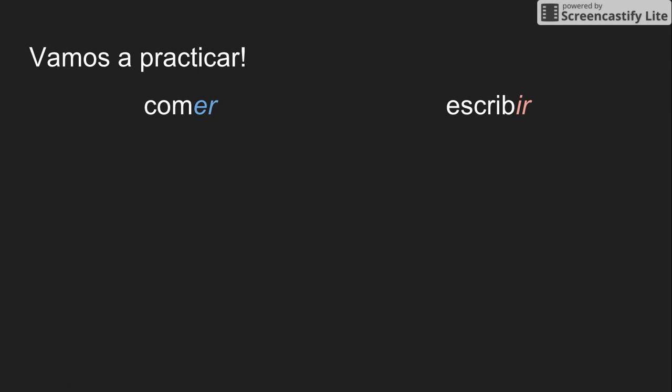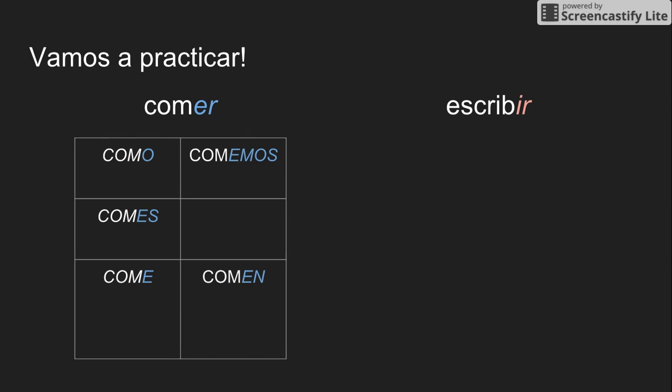So let's practice before we finish up. Let's take comer, that we talked about at the beginning, to eat, and conjugate this verb. Go ahead and write that chart that we just worked on, and see if from memory you can write I eat, you eat, he or she eats, we eat, and they eat. So your answer should look like this.